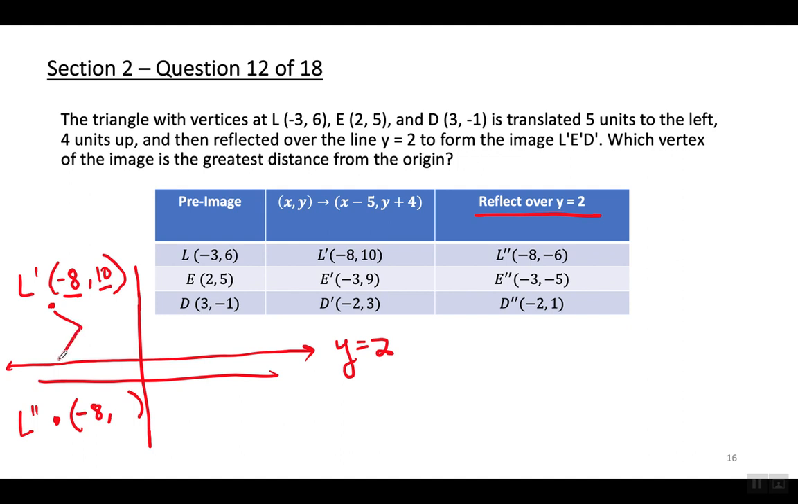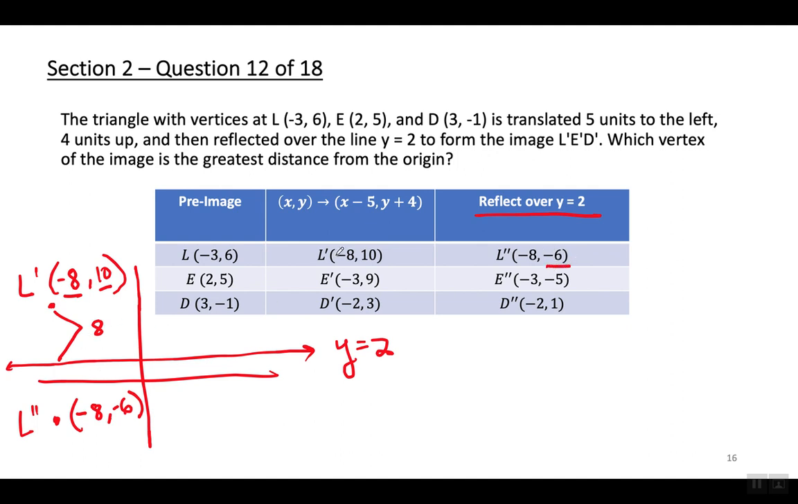+10 is located 8 units. I don't mean to make it confusing. I didn't realize it's gonna have the same number that's there, but +10 is located 8 units above y equals 2. Because here's y equals 2. If you go 8 units above, you're at y equals 10. So you got to put it 8 units below y equals 2. How do I put it 8 units below y equals 2? I subtract 8 from the number 2. So 2 minus 8 will give me -6, which is what I have here.